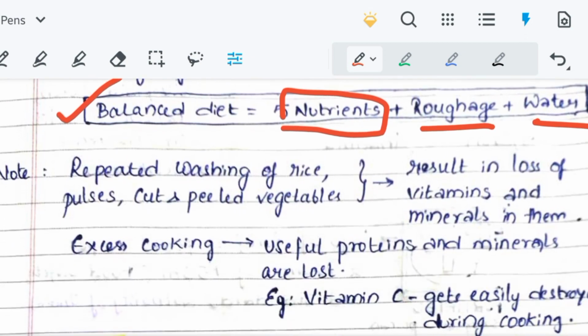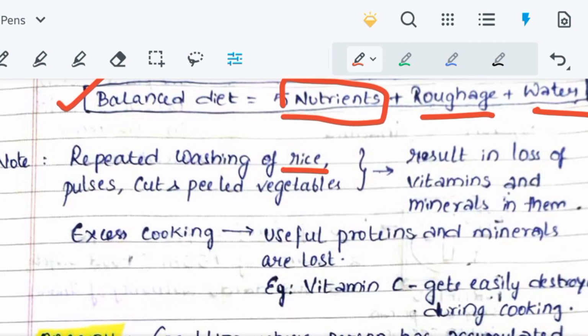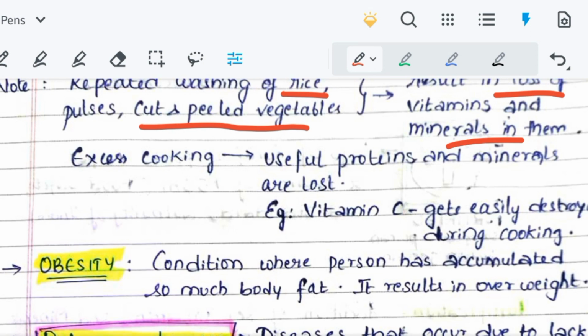Now, do you know something? While cooking, if you wash rice or cut and peeled vegetables again and again, it may result in loss of nutrients from them. For example, tomato, we'll add tomato almost at the end of the curry preparing phase. Why? Because vitamin C easily gets destroyed while cooking, so we keep it for the last. We save it for the last.